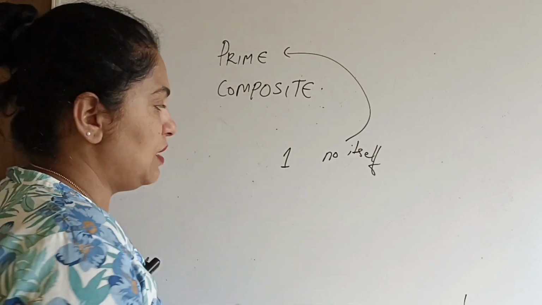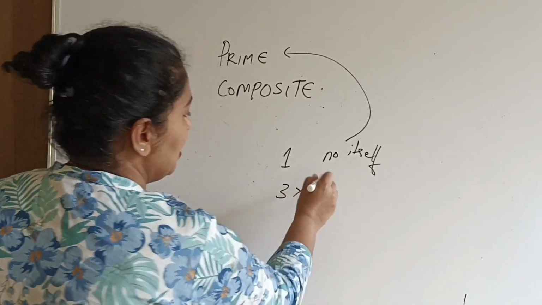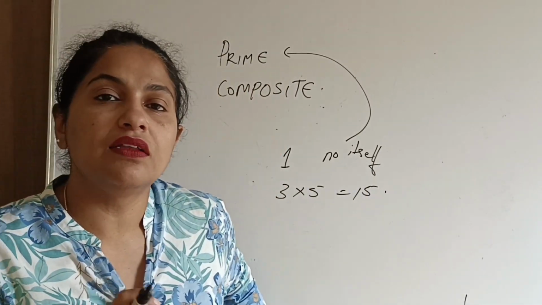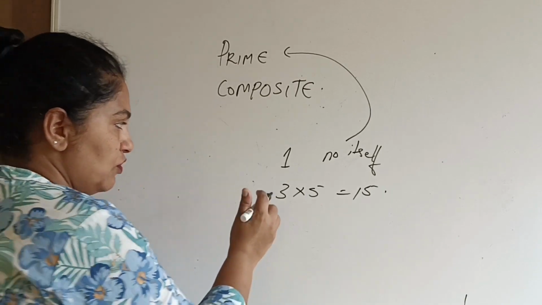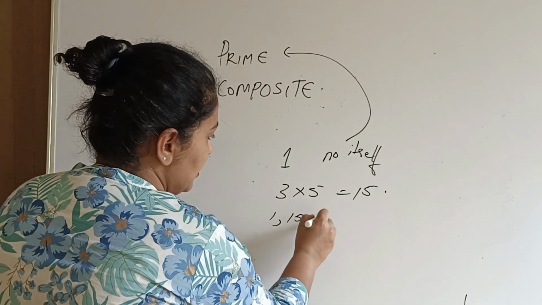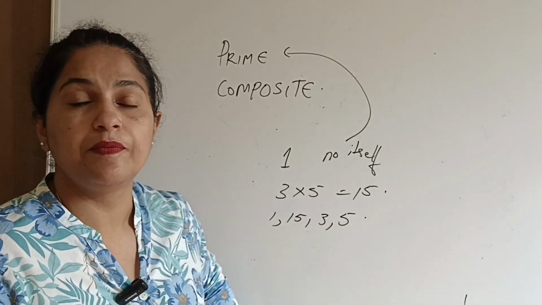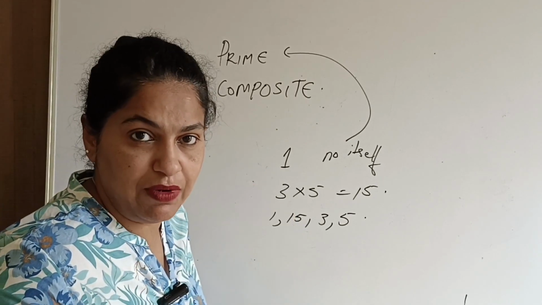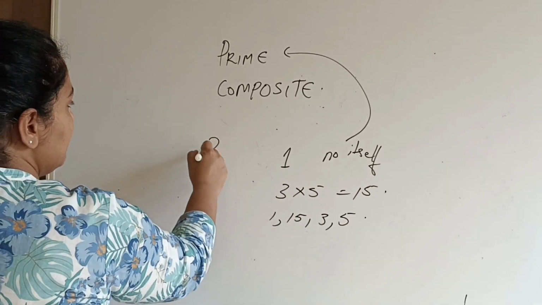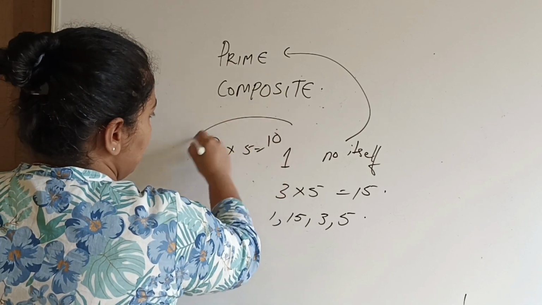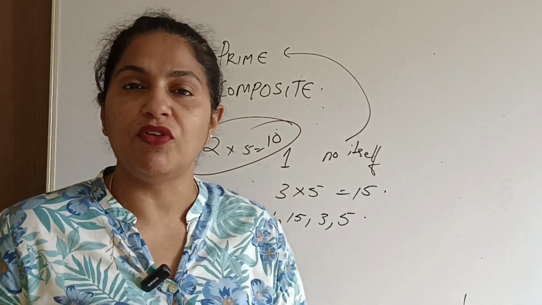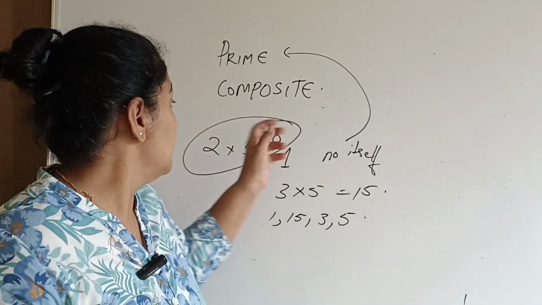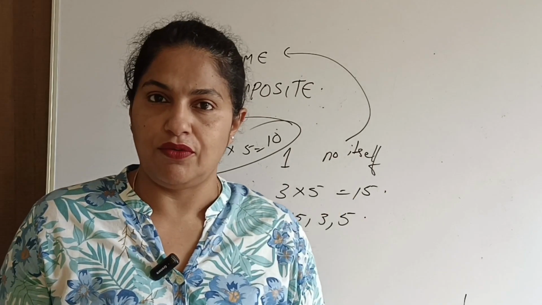Let us take two prime numbers, 3 and 5. I am multiplying them together to get another number, 15. What are the factors of 15? The factors of 15 are 1, 15, 3 and 5. If I take another number obtained by multiplying two other prime numbers, let us say 2 and 5, I get another number, which is again a composite number. The reason is that this number has factors 2, 5, 1 and the number itself.